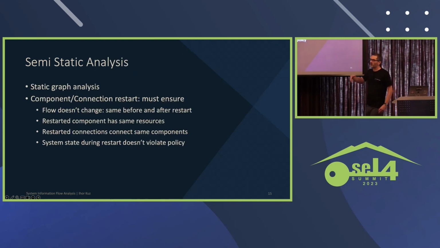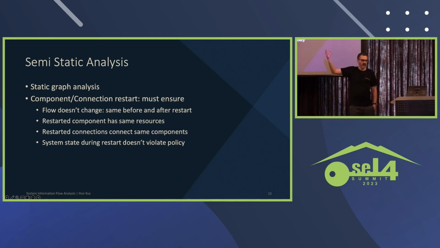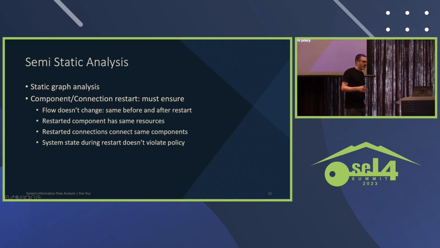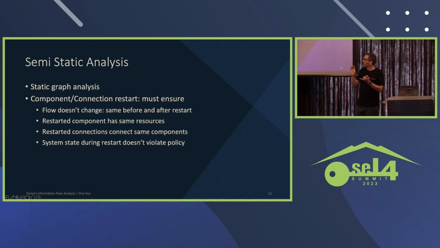For these kinds of systems, if we want to do information flow analysis on them, we can treat them as a graph, and we can apply the same methods we have for analyzing static systems. So we can do static graph analysis on them. The challenge there is that we have this component and connection restart, so we need to ensure that the flow is the same before the restart and after the restart. That the restarted components have the same resources, so they have the same connections, for example. They have the same kinds of memory access and so on. That the restarted connections connect the same components. You don't suddenly have connections to other components.